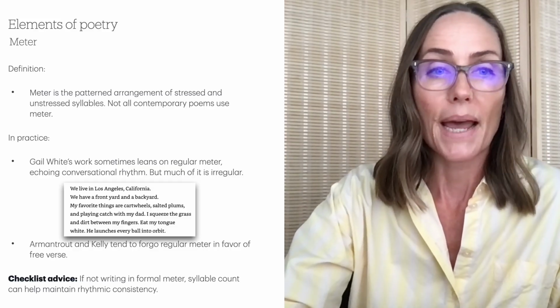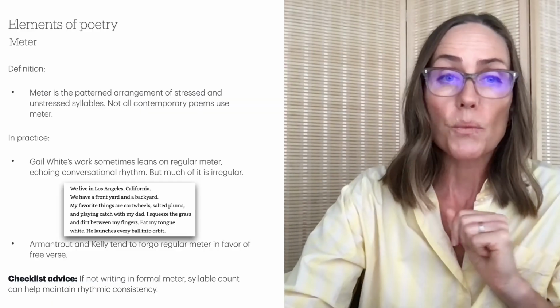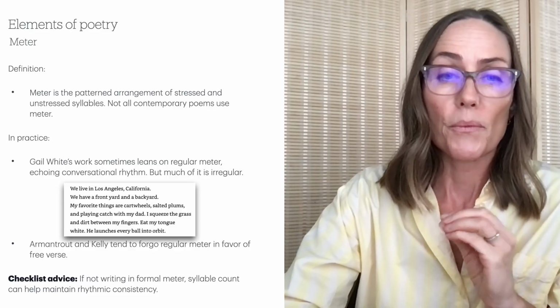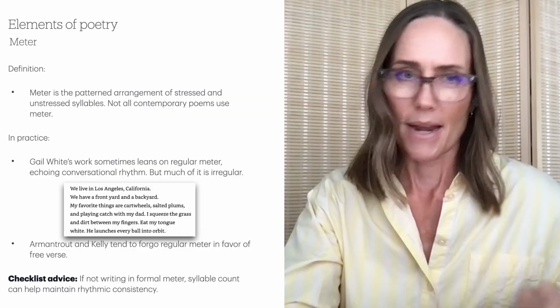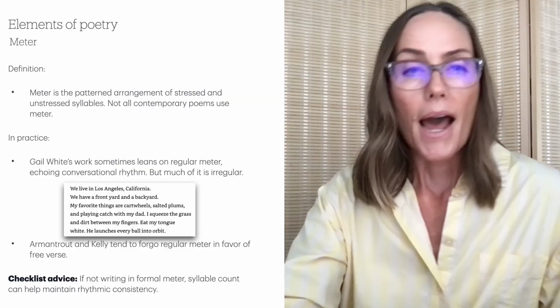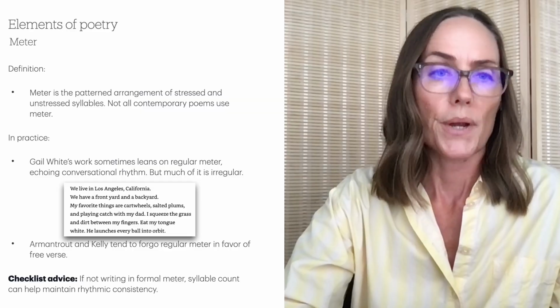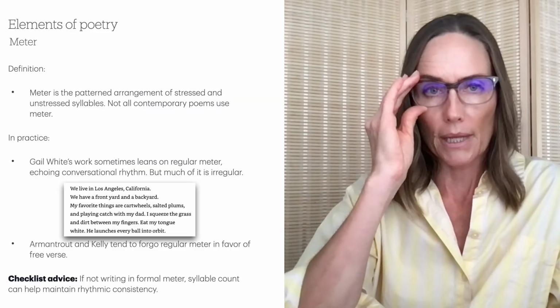That's meter. Now, in practice, of the three poems we're looking at, Gail White's work sometimes leans on regular meter. You hear it in the poem we read this week, or today, whenever you read it. It echoes conversational rhythm, but much of it is irregular. So let's read this section and hear it out loud.